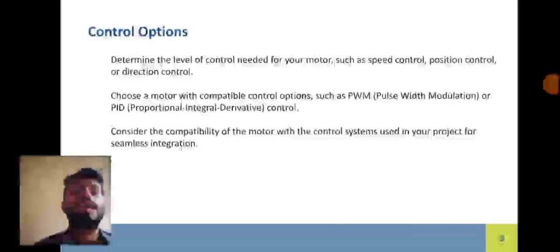Control option: determine the level of control needed for your motor, such as speed control, position control or directional control. Choose a motor with compatible control options such as PWM (pulse width modulation) or PID control. Consider the compatibility of the motor with the control system used in your project for seamless integration.